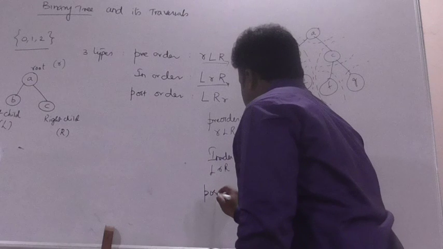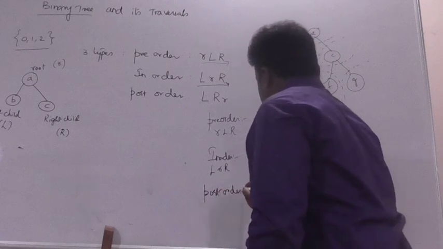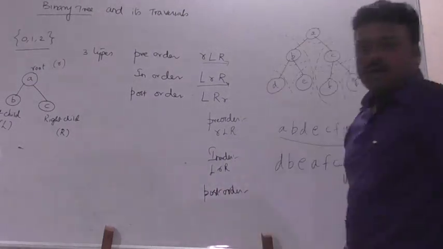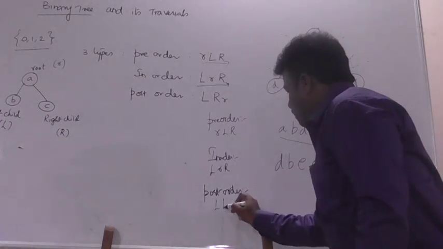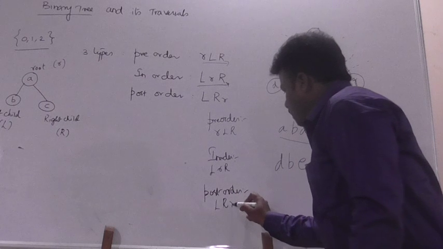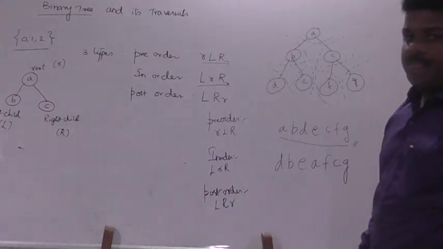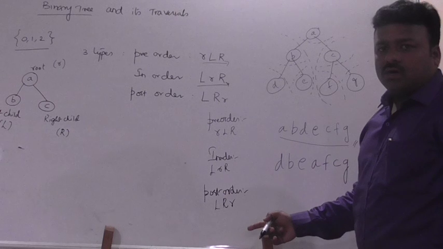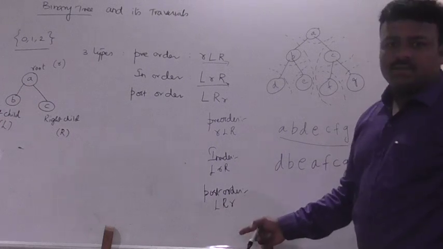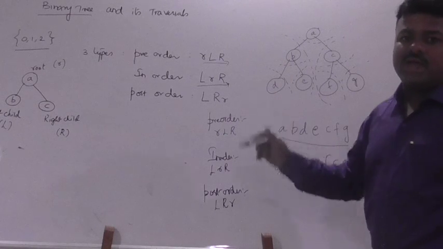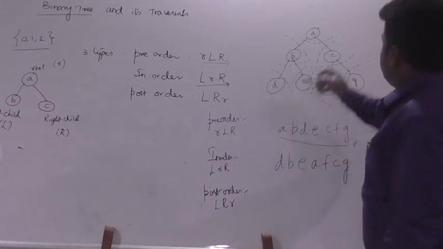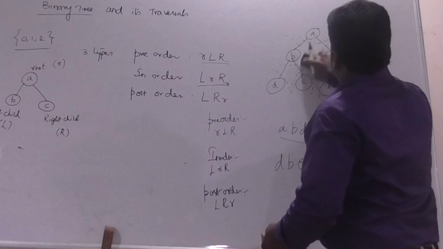Now the last but not least order, that is post-order. Simply it is left, right, root. As I said earlier, if you find a root, start the sequence. The same condition works for all three orders, or the three traversals, what you call.